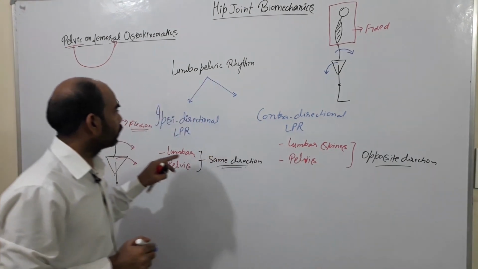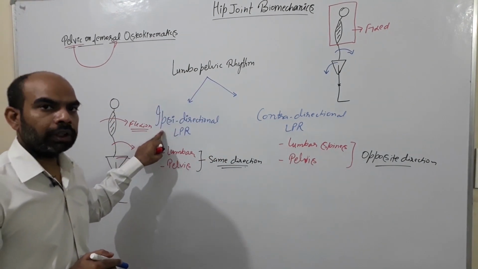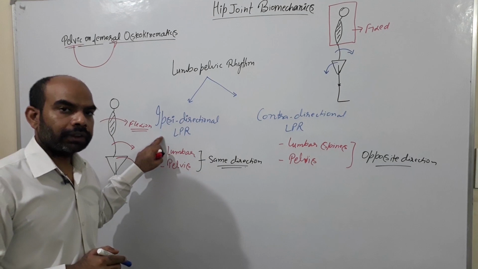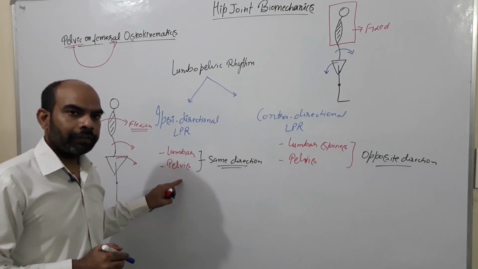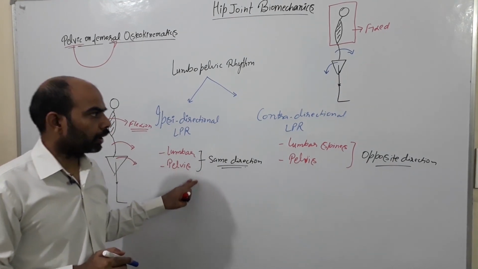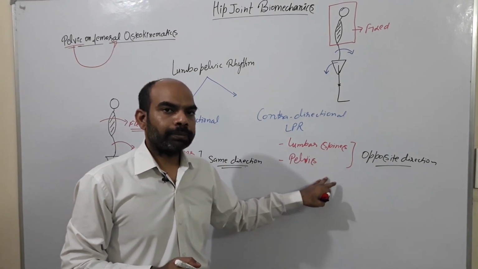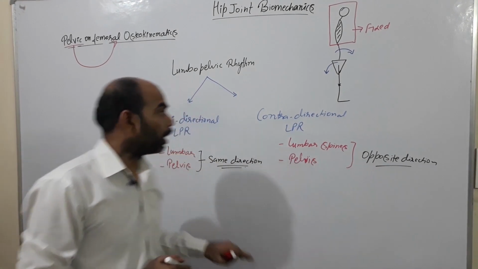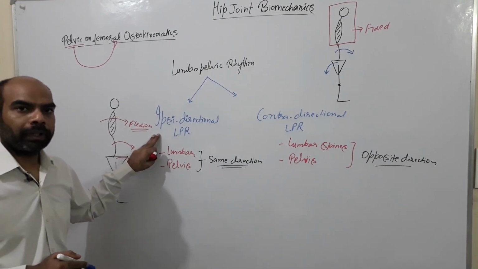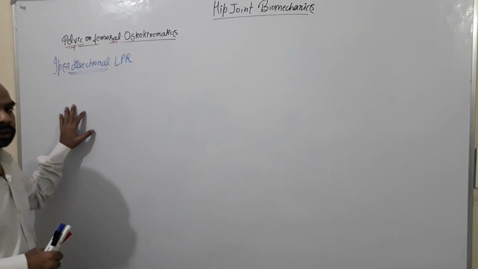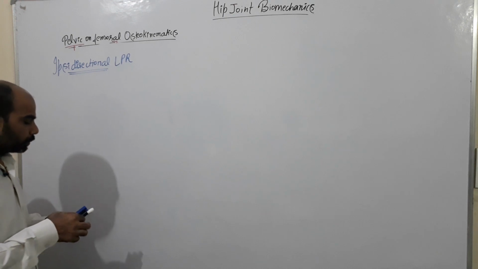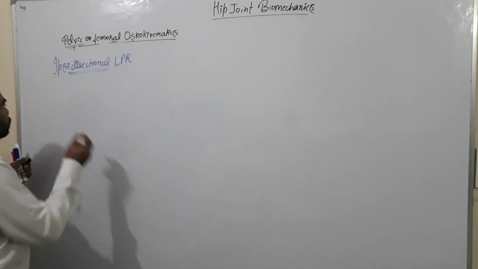So lumbopelvic rhythm is of two types: ipsidirectional and contradirectional. Ipsidirectional means the lumbar spine and pelvis move in the same direction, and contradirectional means the lumbar spine and pelvis move in opposite directions. Now move on to ipsidirectional lumbopelvic rhythm. In ipsidirectional lumbopelvic rhythm, the first movement is flexion.